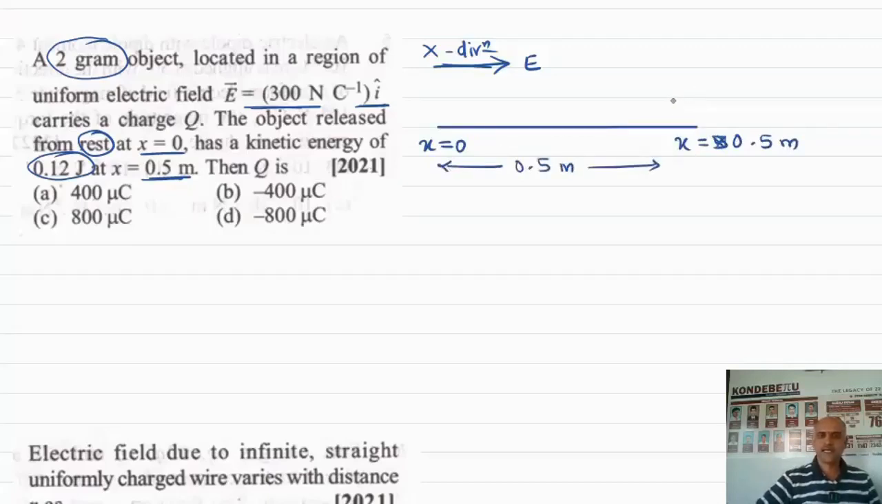He has kinetic energy over here. Kinetic energy is 0.12 joules. You are required to find the charge Q of that mass. So from the work energy equation, I can write that the work done in moving from 0 to 0.5 will be equal to the kinetic energy gained by that charged particle.